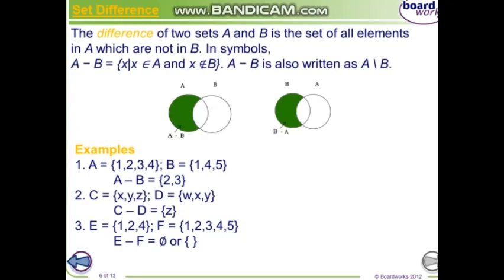Okay? Now we have set C and D, where C is X, Y, Z and D naman is W, X, Y. Now if you notice, common si X and Y, so we remove them. So we are left with this element Z. The last one, we have E and F, with E as 1, 2, 4 and F as 1, 2, 3, 4, 5. Now, the difference of E and F will be empty.